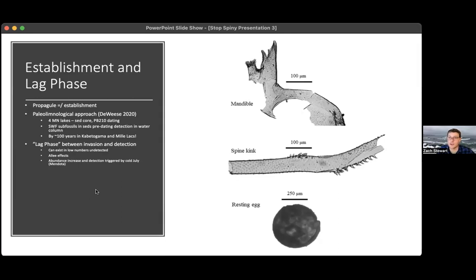Specifically, in Lake Mendota down near Madison, they think that the end of the lag phase and the explosion in population and then the subsequent detection of spiny water fleas was triggered by a particularly cold July that just gave these animals the exact conditions they wanted to reproduce like crazy and take off.